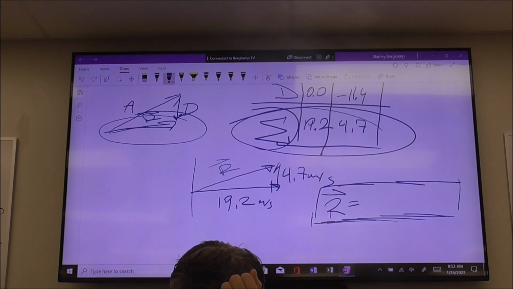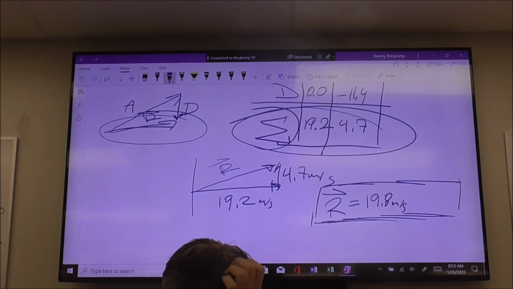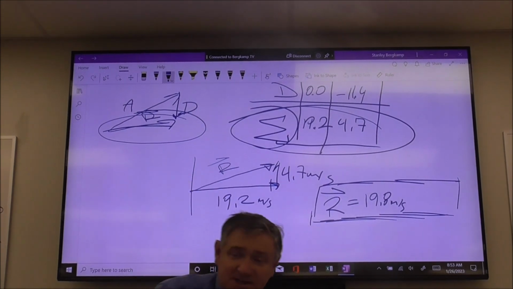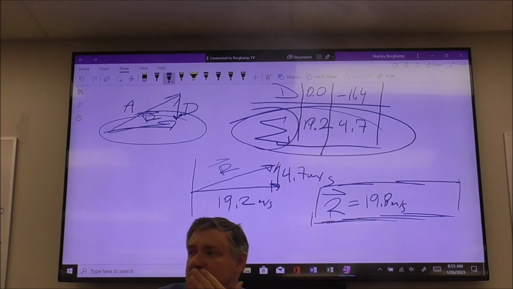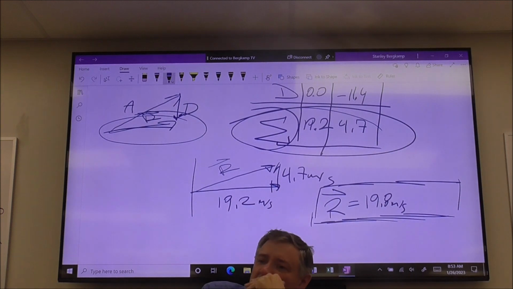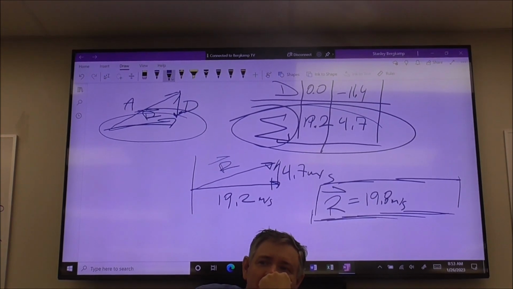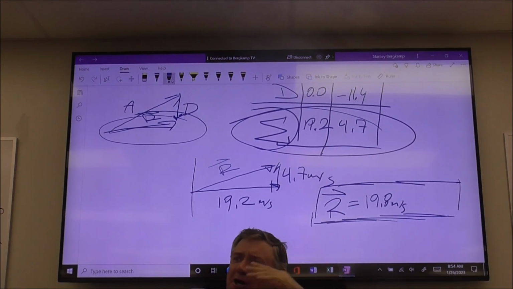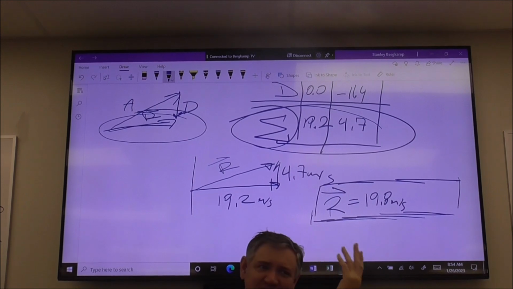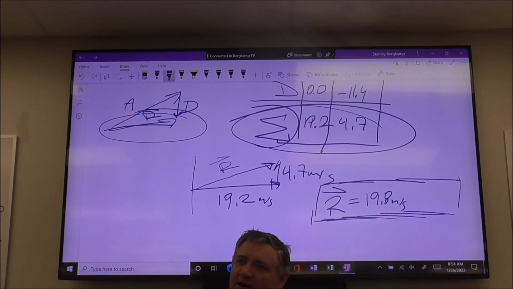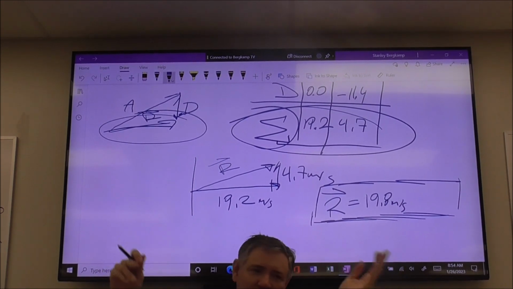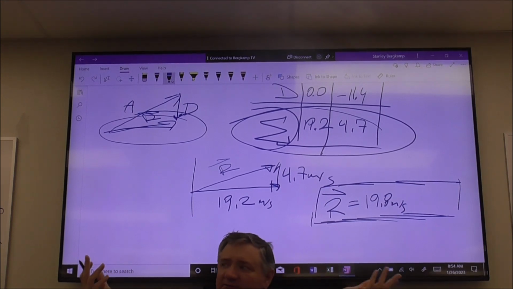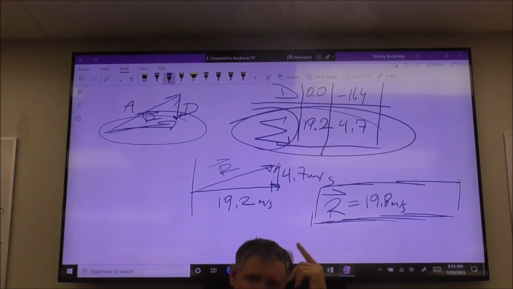Peyton, what'd you get? 19.8 meters per second. Now, am I done? Can I just put 19.8 meters per second? Connor, you shake your head no. Why? It's a vector, it needs a direction. Yeah. If I just say 19.8 meters per second, I have no direction. No idea where you're going. You're going up, down, horizontal, left, right, red, blue. I don't have the faintest idea what you've got going. You have to give that angle.